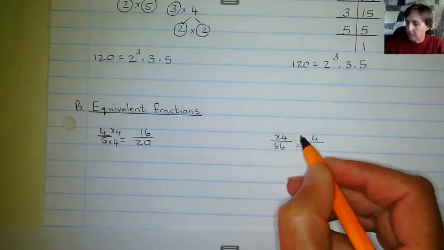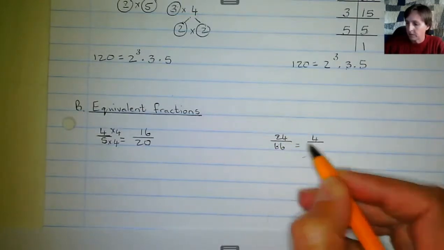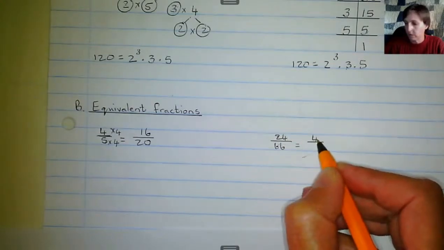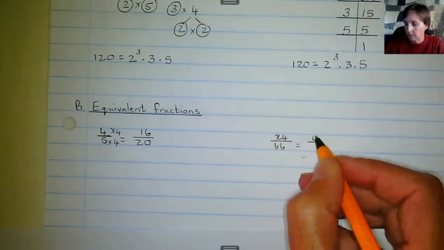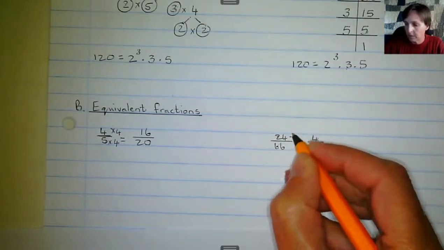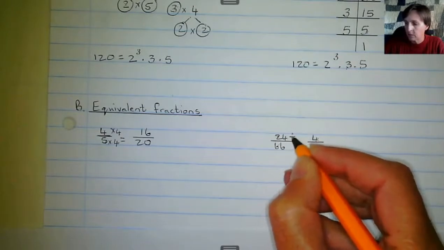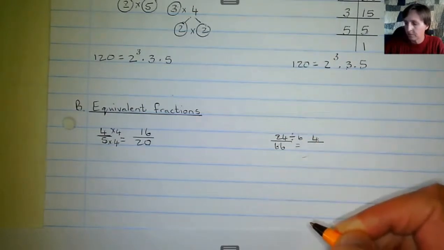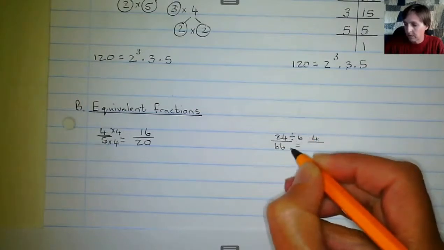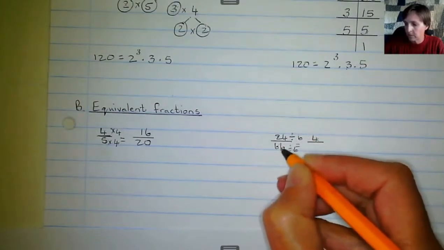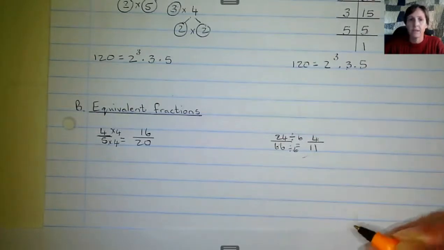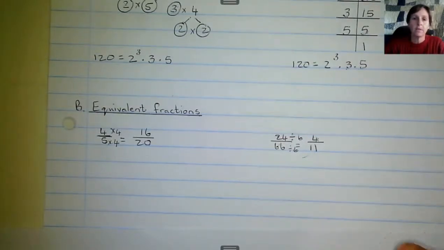Let's have a look at the second example. I have 24 over 66, and I've got to go to something that has a 4 over the top. So, how do I get from 24 to 4? Well, my numbers become smaller, so I can't multiply. I'm going to have to divide. 24 divided by 6 is going to give me 4. What I do at the top, I have to do at the bottom. So 66 divided by 6 is 11. And that is how we determine equivalent fractions.